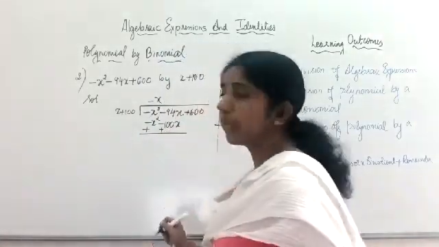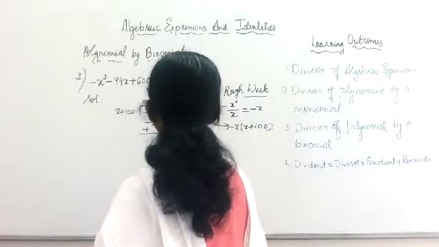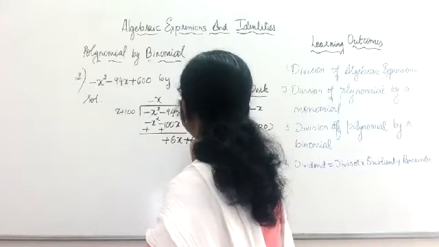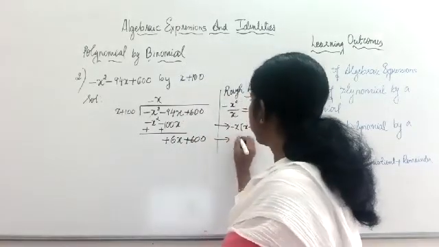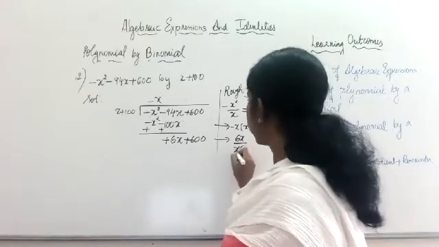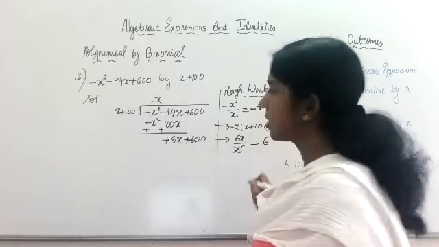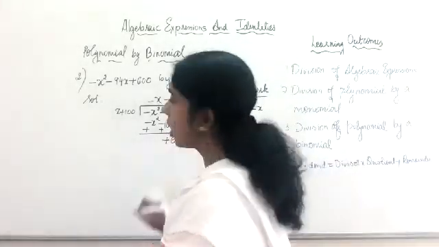So what are you going to get? Yes, plus 6x. And this 600, bring it down. Now what do we have to do again? Same thing. 6x divided by x. So x and x get cancelled. So what is the quotient you are going to get? 6. So plus 6 is your quotient.